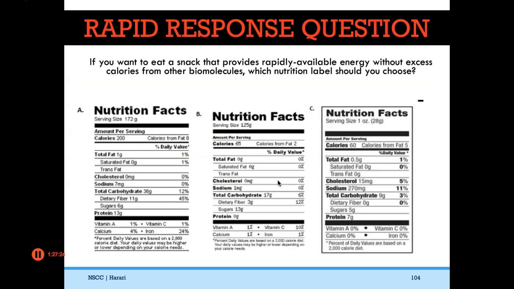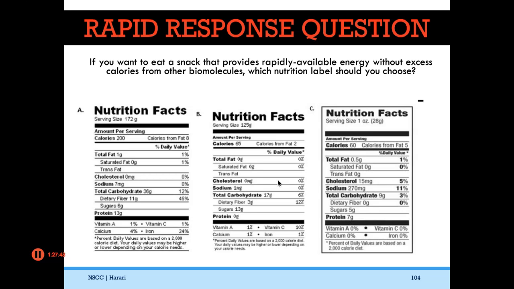So here's a quick question. If you want to eat a snack that provides rapidly available energy without excess calories from other biomolecules, which nutrition label should you choose? So pause here and take a close look. See which would provide us with rapidly available immediate sources of energy without excess calories from other biomolecules.